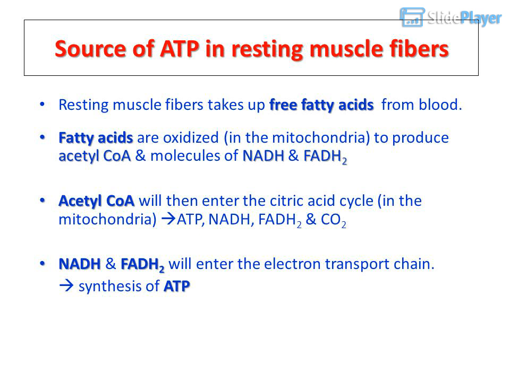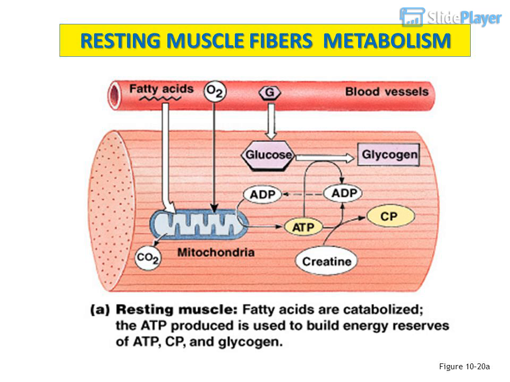Source of ATP in resting muscle fibers. Resting muscle fibers take up free fatty acids from blood. Fatty acids are oxidized, in the mitochondria, to produce acetyl-CoA and molecules of NADH and FADH2. Acetyl-CoA will then enter the citric acid cycle, in the mitochondria, producing ATP, NADH, FADH2 and CO2. NADH and FADH2 will enter the electron transport chain for synthesis of ATP. Resting muscle fibers metabolism.